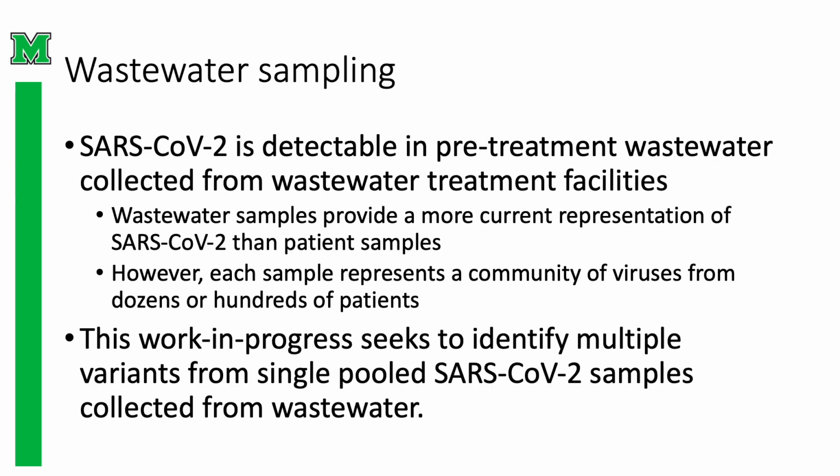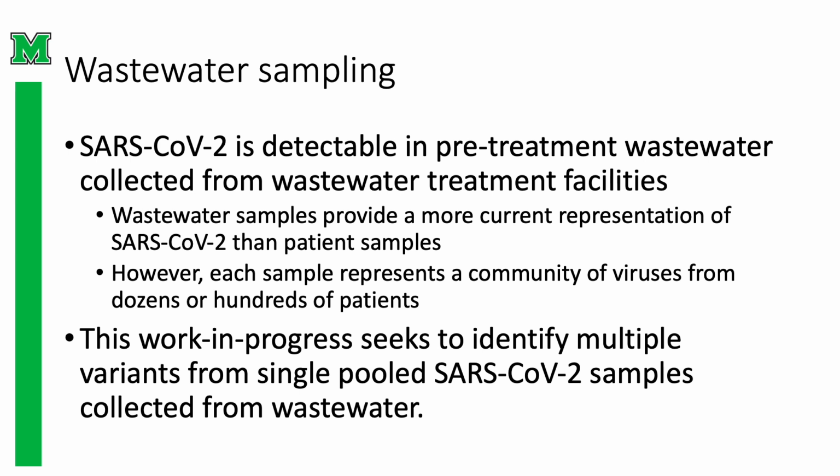SARS-CoV-2 is detectable in pre-treatment wastewater collected from wastewater treatment facilities. Since viral shedding occurs before symptom onset, wastewater samples provide a more up-to-date representation of SARS-CoV-2 than patient samples. These samples have been used to estimate case rates in various communities. However, since each sample represents a community of viruses from dozens or even hundreds of patients, it is less clear how to use these samples to identify variants.